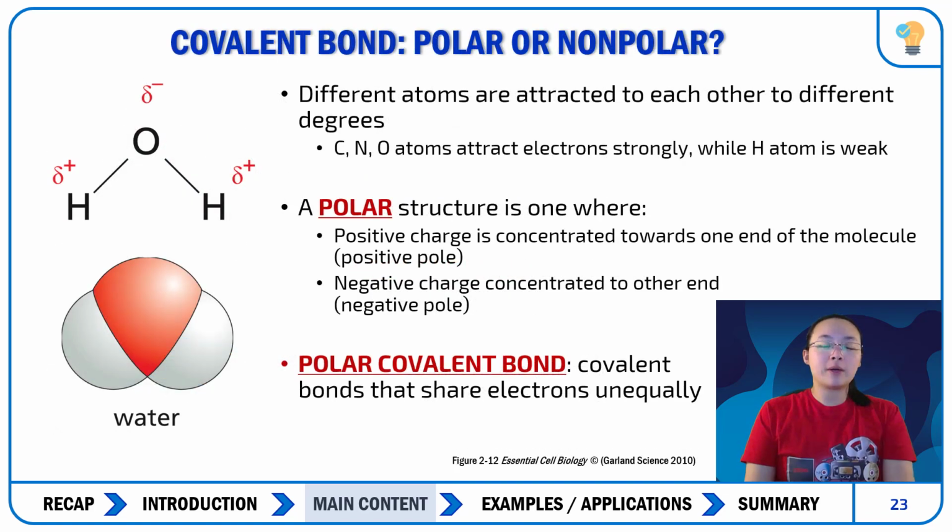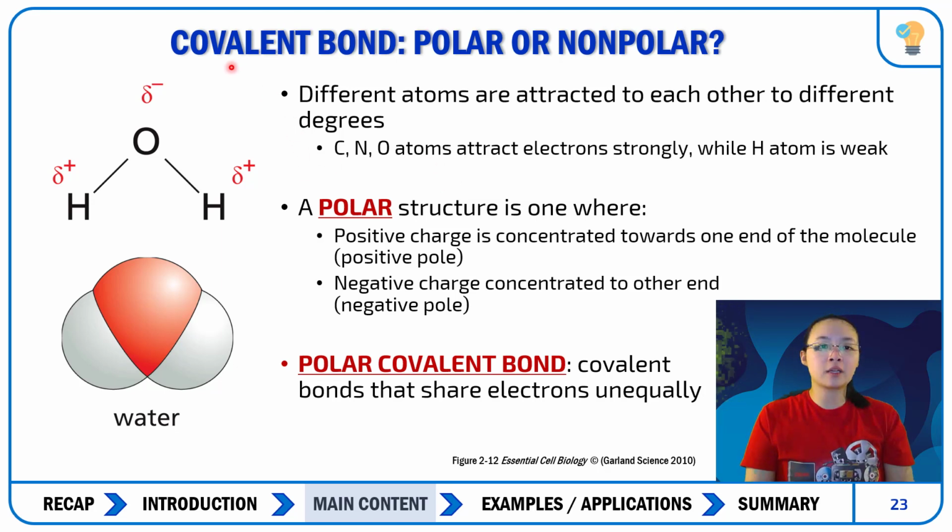So we've covered the covalent bond in some detail, but now it's time to look at electrostatics. Although we know that covalent bonds can form between atoms, we want to ask if there are preferences as to which atoms are going to bond to each other. Different atoms are going to be attracted to each other to different degrees. Carbon, nitrogen, and oxygen atoms attract electrons strongly, while the hydrogen atom is weak.